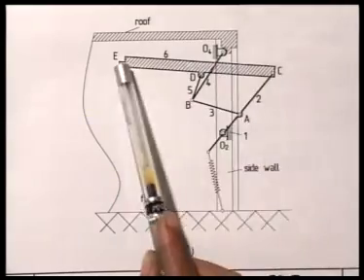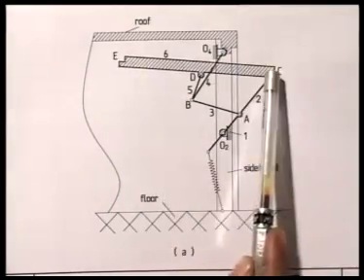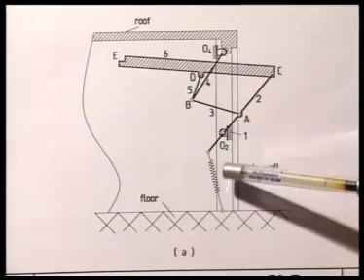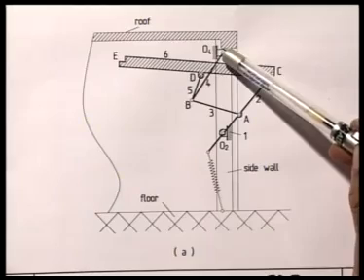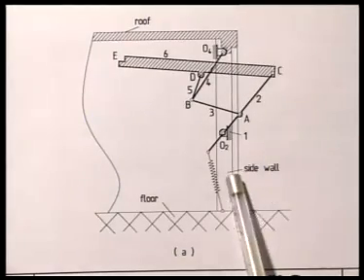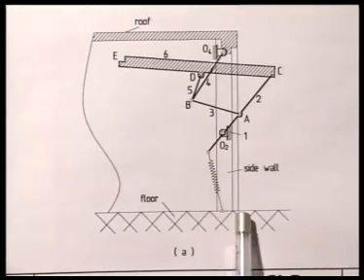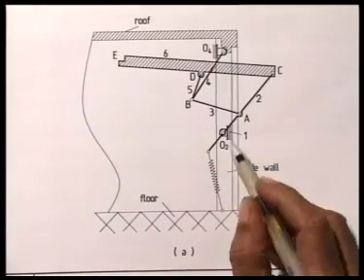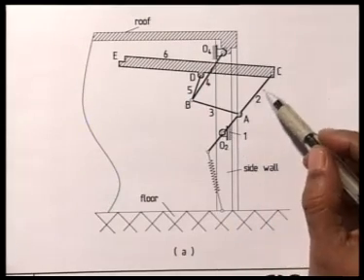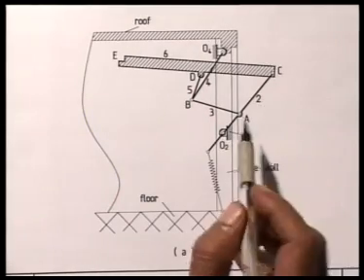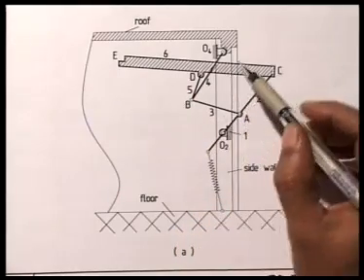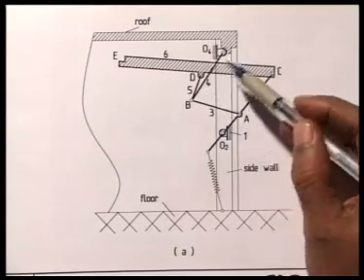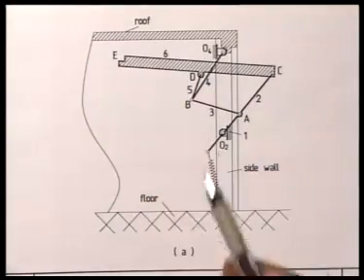This member EC represents the door board. The fixed hinges or fixed pivots of this mechanism are at O2 and O4, which are mounted on the side wall of the garage. This is the floor of the garage and this is the roof. So this is fixed link 1, O2AC, this is link number 2, AB is link number 3, O4B is link number 4, and BD is link number 5, and the door board EC is link number 6.